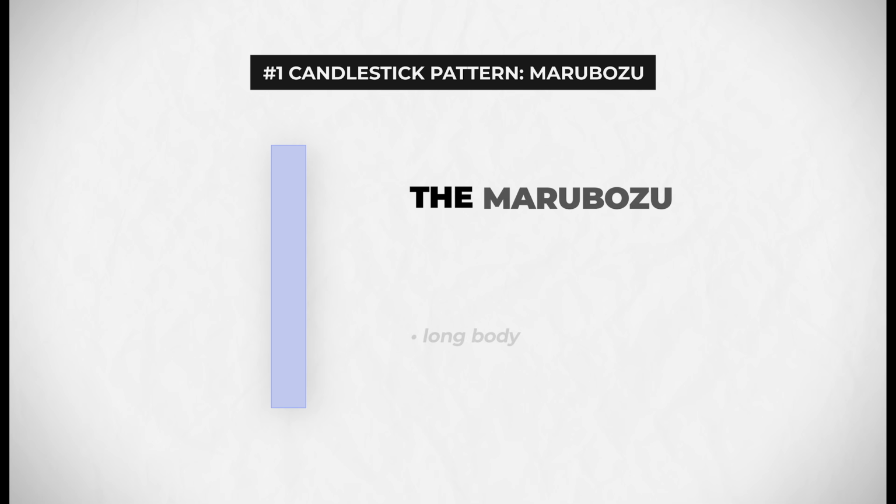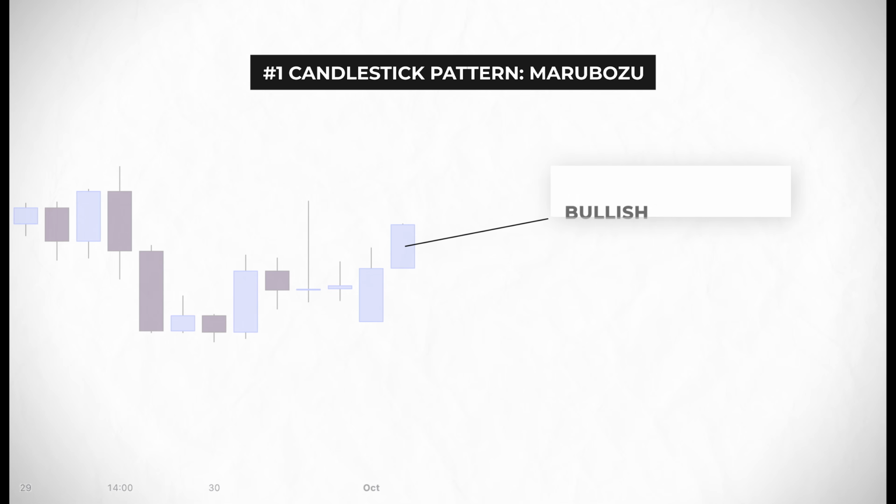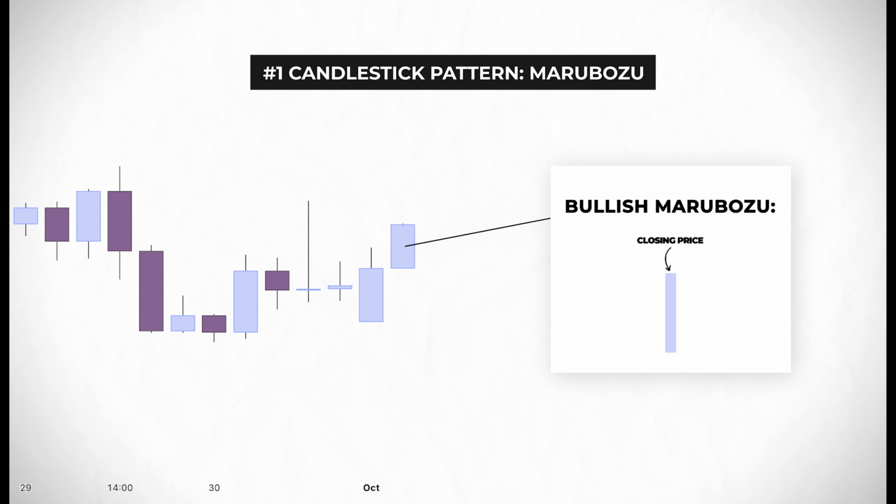So the first one is Marubozu, and Marubozu is basically a distinctive pattern categorized by a long body with no wicks at either end. And this full body candlestick basically represents a market session where one side, either buyers or sellers, had complete control. So a green Marubozu, where the closing price is at the top of the body, signifies a strong and consistent buying pressure throughout the session.